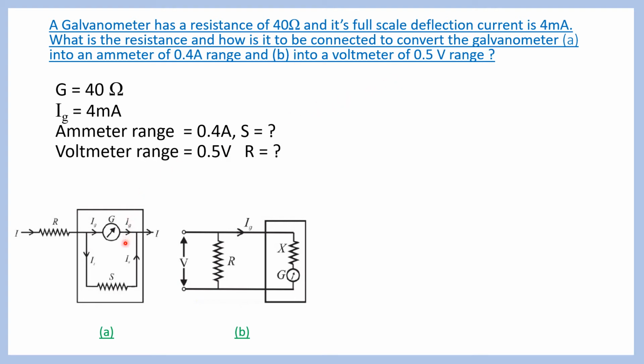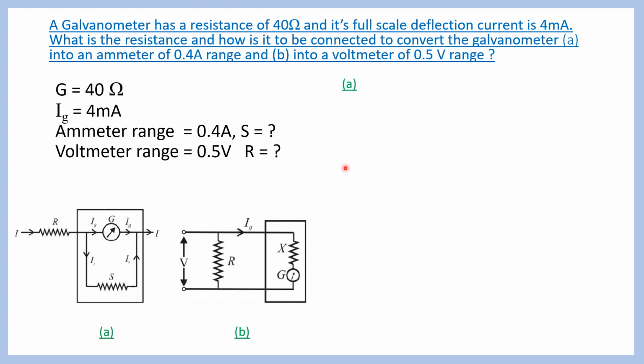This galvanometer has a resistance of 40 ohm, or you can write G is equal to 40 ohm, and Ig, the current that gives full scale deflection, is 4 milliampere. Now we have to increase the ammeter range to 0.4 amperes. So we have to connect a shunt resistance parallel to the galvanometer in order to convert it to read a maximum current of 0.4 ampere.